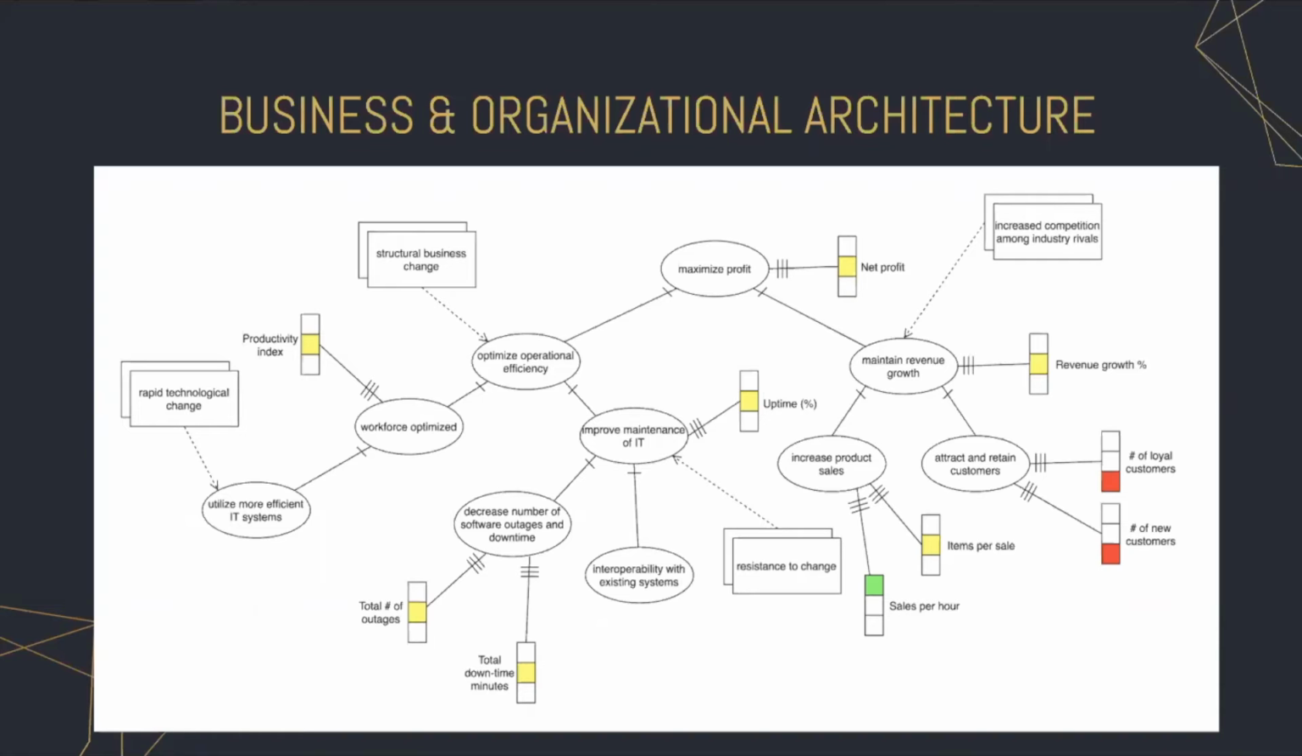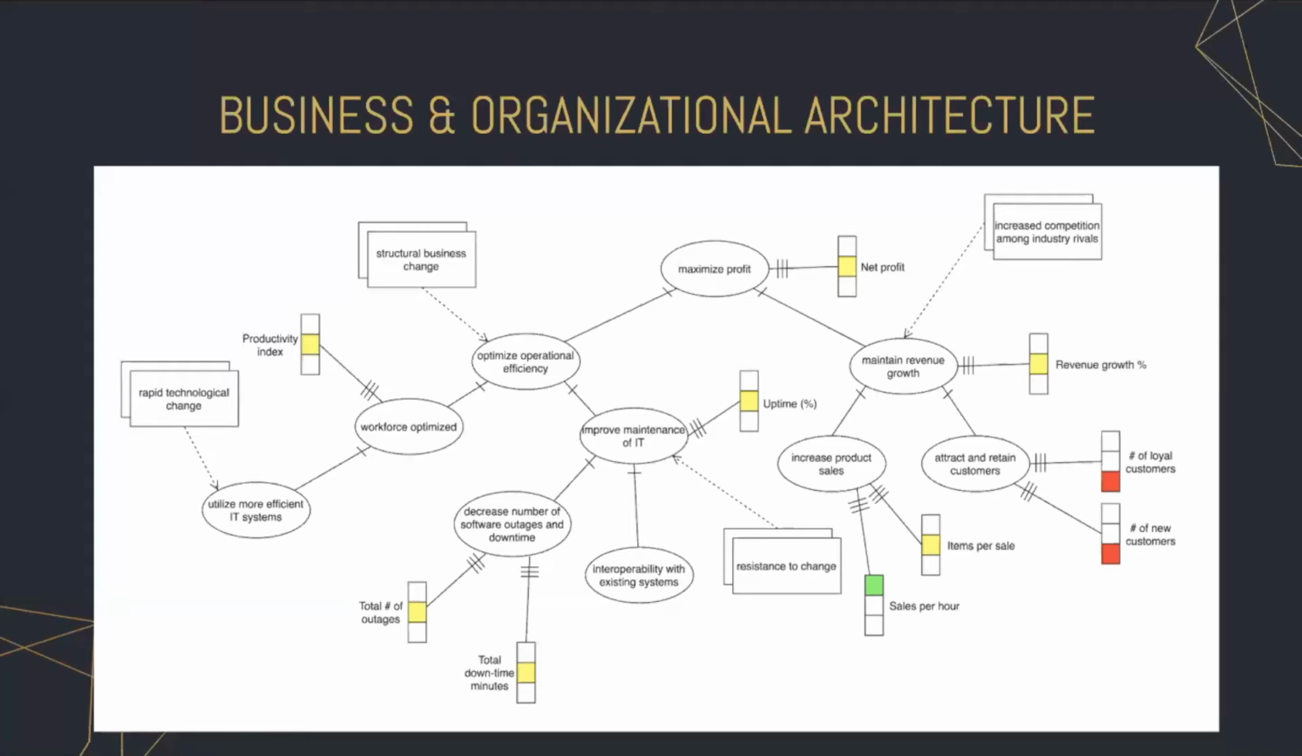On the left-hand side, we have identified workforce optimization and improved maintenance of IT as the sub-goals of optimizing operational efficiency. One of the ways to optimize workforce is to utilize more efficient IT systems. And the sub-goals of improving IT maintenance is to decrease the number of software outages and downtime, as well as ensuring the interoperability of different systems.